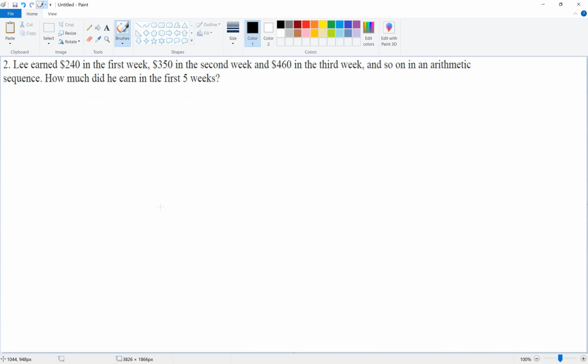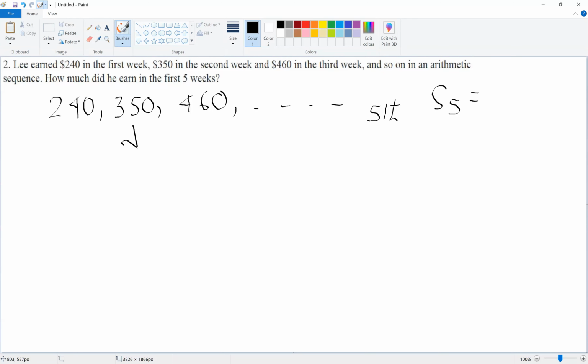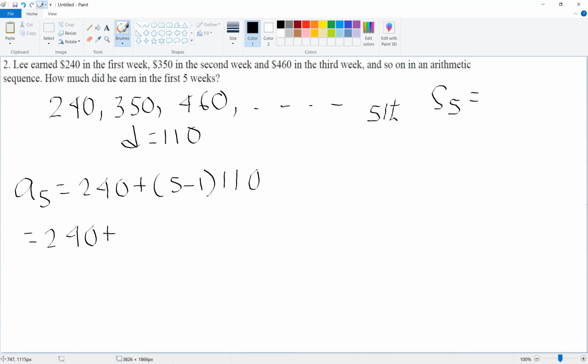For number 2, what I did was I said U1 equals 240 since that's week 1, U2 equals 350 since that's week 2, and U3 equals 460 because that's week 3. Between all of those terms, the difference is 110 because it goes up by that amount. First, it's asking us to find U5, so I did U5 equals 240 plus 5 minus 1 times 110. When I solved that out, I got U5 equals 240 plus 440, and therefore, in 5 weeks, you will get $680.